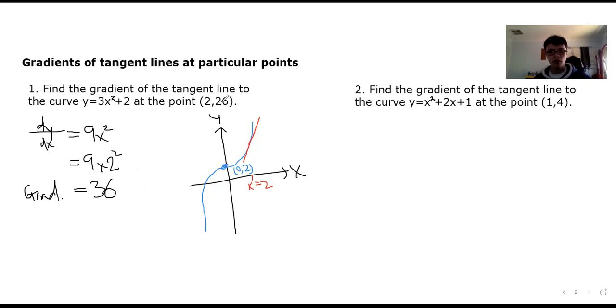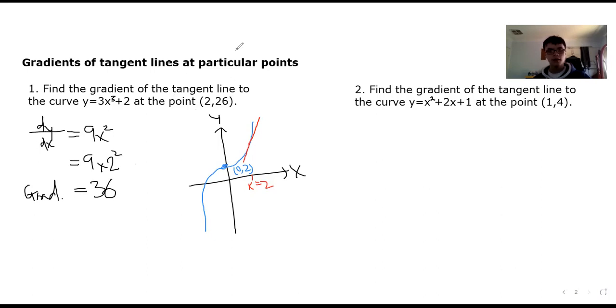Don't worry about the point where y equals 26. That's just for the cubic function. Try not to get confused about this point, y equals 26 and x equals 2. Just focus on the x equals 2 part and substituting that into the derivative function. That way you just get the gradient of the tangent line. So that's all you need to do. Don't worry about this y equals 26.